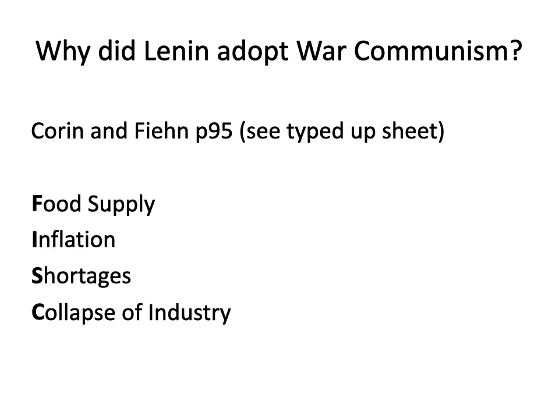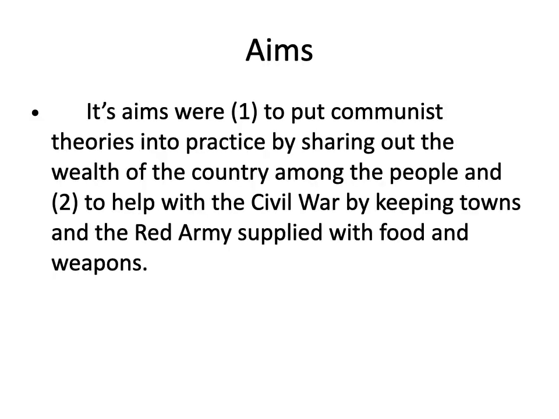Now we can see from that reading that there are four major reasons why Lenin adopted War Communism: to ensure food supply to the cities, to deal with the problem of rampant inflation, to deal with shortages and the collapse of industry. Now the key aim of War Communism was to put communist theories into practice by sharing out the wealth of the country among the people and to help win the Civil War.